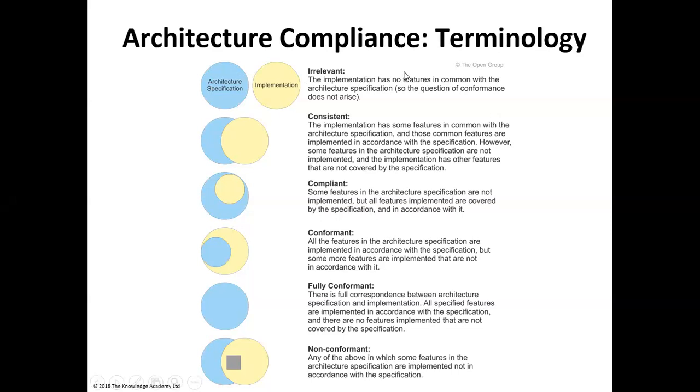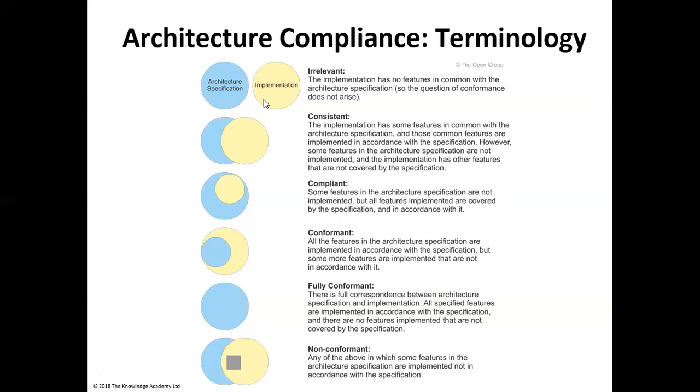Second one, consistent. Can you read that? I'll explain to you. Consistent: the implementation has some features in common with the architecture specification, and those common features are implemented in accordance with the specification. However, some features in the architecture specification are not implemented, and the implementation has other features that are not covered by the specification. Okay, so basically there's some common part which is implemented, or consistent, in line basically.